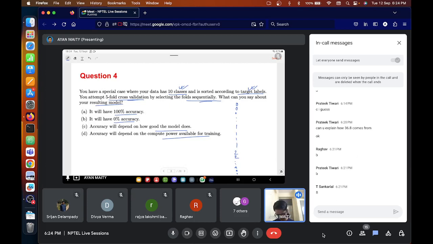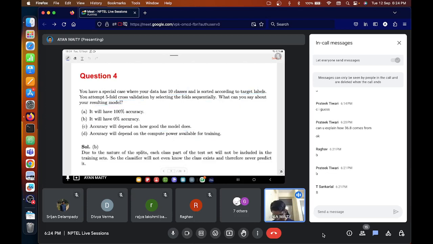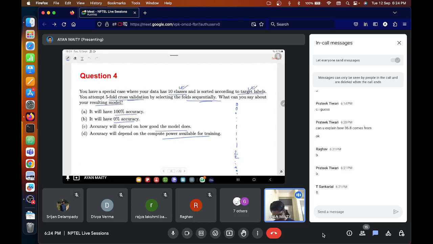The correct answer is option B, that it will have 0% accuracy. The reason is that first we will have all the zeros, then all the ones, then twos, and like this we will have all the eights, and then all the nines.